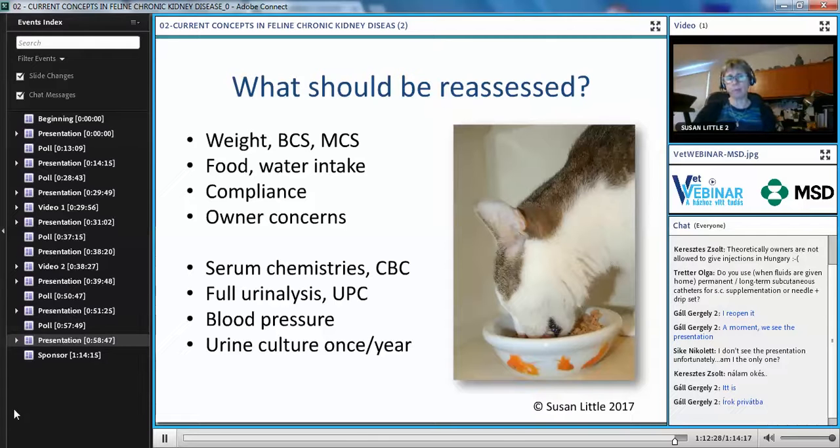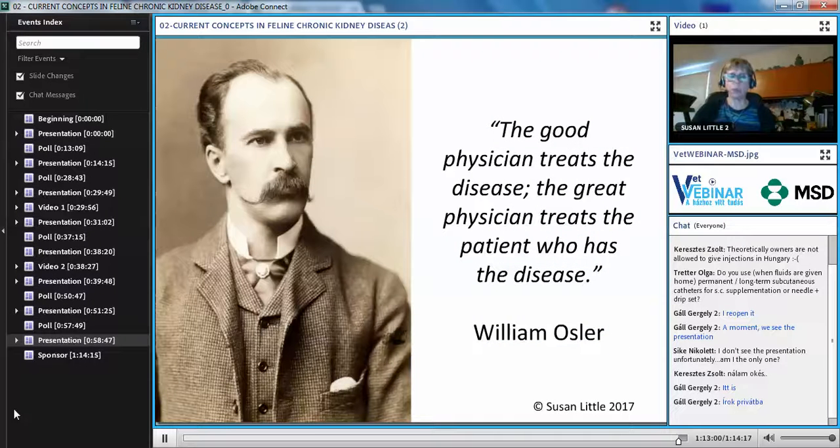And we would do some periodic laboratory monitoring: serum chemistries and CBC, that full urinalysis with the urine sediment exam, the urine protein creatinine ratio, blood pressure assessment, and even again, if you don't have blood pressure equipment, you would want to look at the retinas in these cats. And at least once a year, I would do a urine culture because somewhere between 10 and 15% of these cats with chronic kidney disease will get a urinary tract infection, and it's often clinically silent. So we won't be able to detect it unless we go ahead and perform a urine culture on these cats. So they do need a fair bit of monitoring.